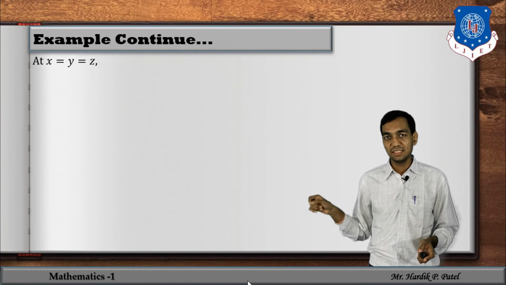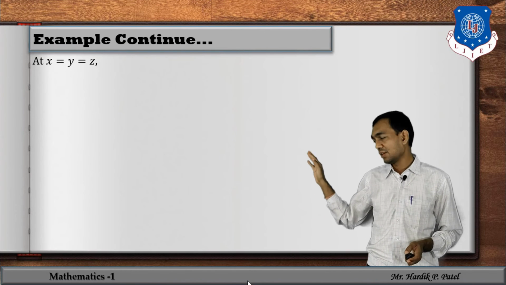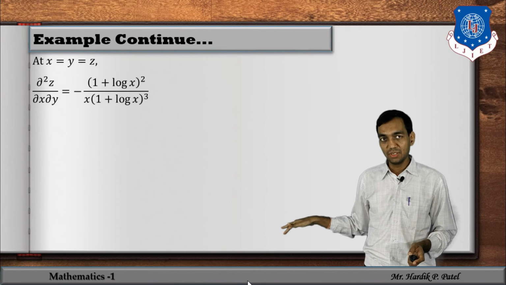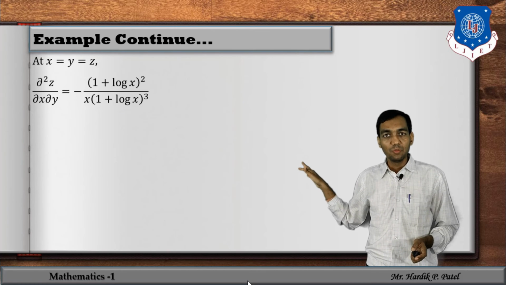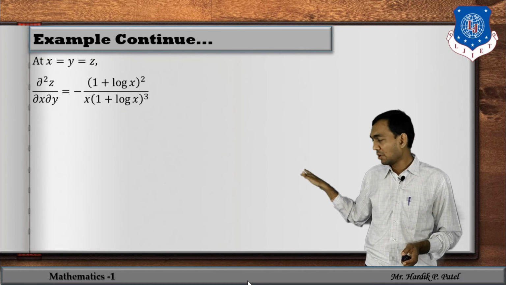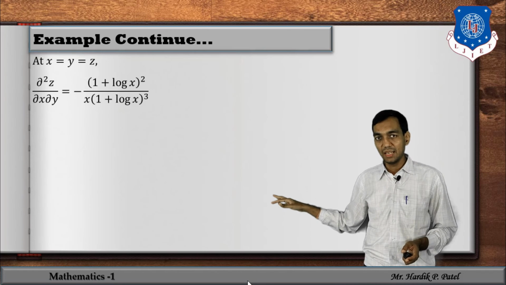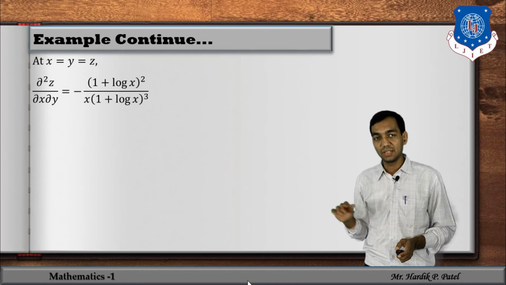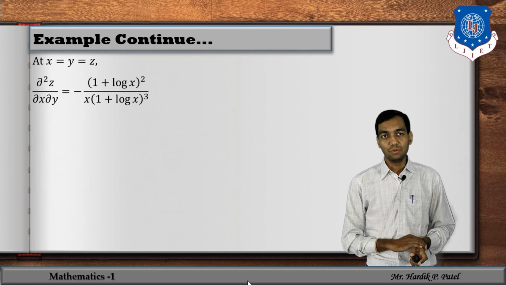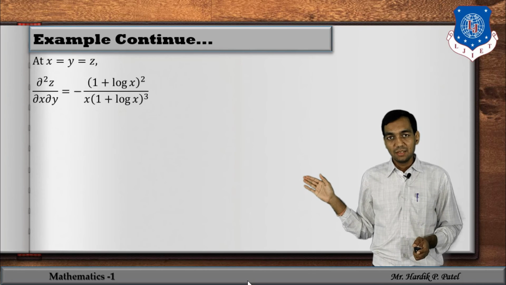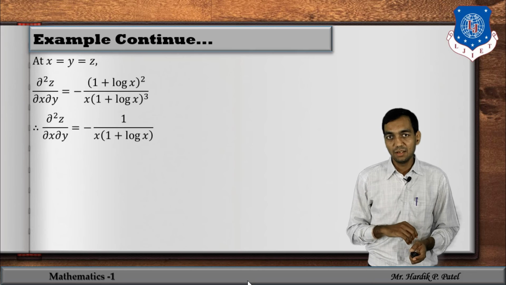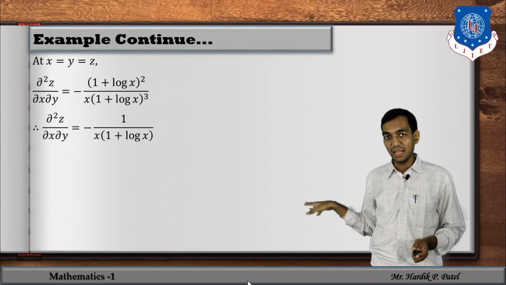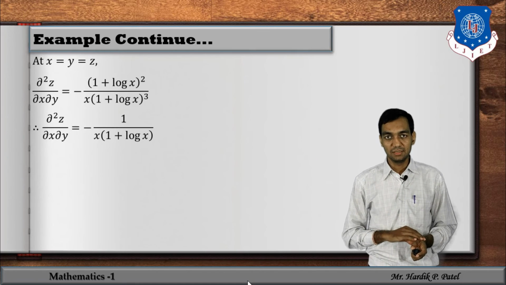Now it is given that x is equal to y is equal to z. That means put x is equal to y is equal to z, and writing all terms in the form of x, that will give you del square z upon del x del y is equal to minus of 1 plus log x the whole square divided by x into 1 plus log x the whole cube. Now simplifying, 1 plus log x the whole square will be cancelled out, and you will have minus 1 upon x into 1 plus log x.